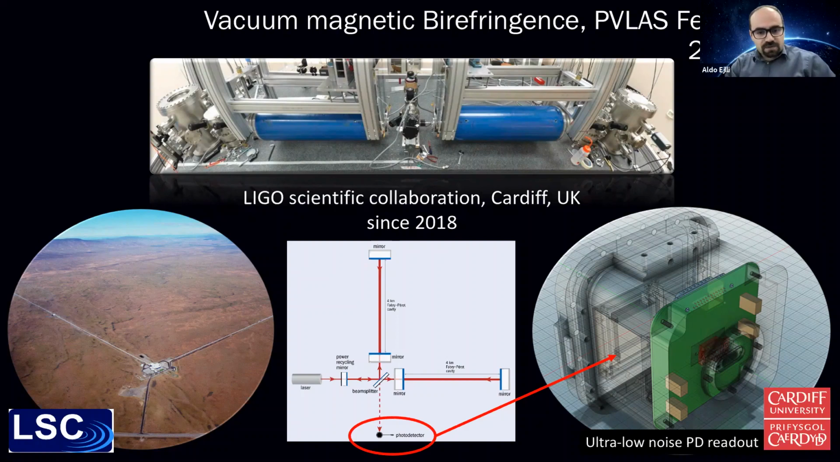Then I moved on in 2018 and joined the LIGO Scientific Collaboration, and I joined the group here in Cardiff that wants to build something for the future detectors. And as you can see, these LIGO detectors are very big, with 4-kilometer arms, and what they do is see if there is a change in the length of the orthogonal arms.